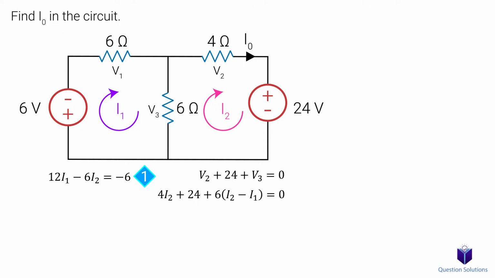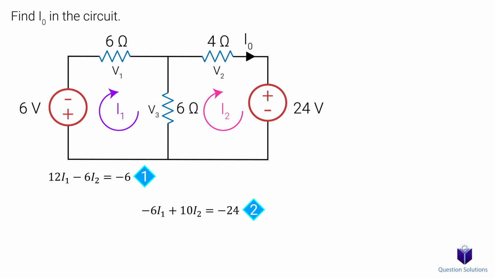V3 is shared between two mesh currents. But now we're writing our KVL for the mesh with current 2. That means I2 is the boss. We see that I1 is opposing I2, so it will get a negative sign. So we have 6 ohms times I2 minus I1. Let's simplify. This is our second equation.